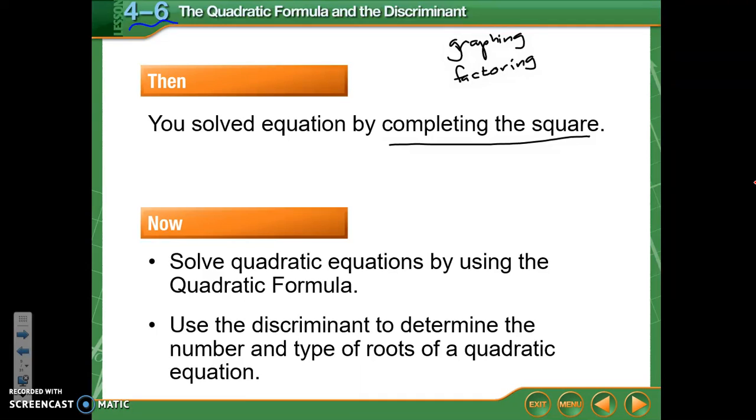Remember that solving a quadratic equation means that we are going to find the roots or the zeros or the solutions, which are the x-intercepts if they're real numbers. If they're not, then they are complex roots or zeros.